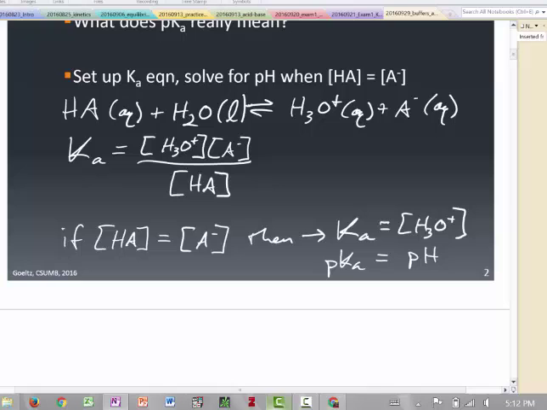So you can look at this in either order. You can say, if I look at my solution, or I do a calculation, and I find that HA is equal to A minus, I know what the pH is. The pH is the same as the pKa, mathematically. The other way you can think about this is, if pH equals pKa, then the concentration is equal.